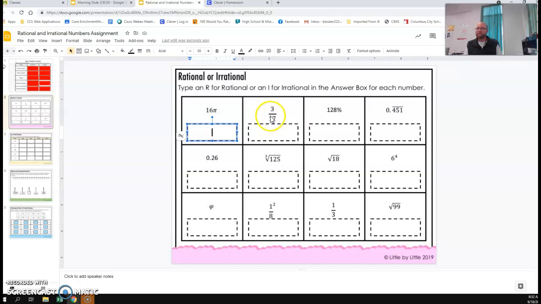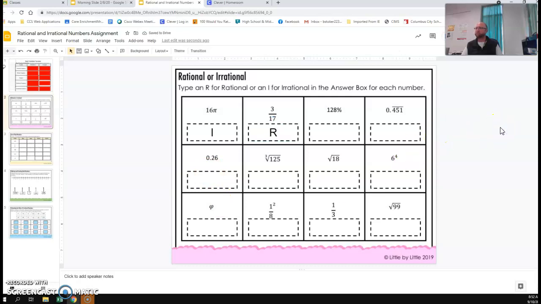Okay. Is 17 an integer? Yes, it is. So because I can express that as a ratio of two integers, I would put an R in the box. Okay. Now I'm going to leave you with a couple more examples.